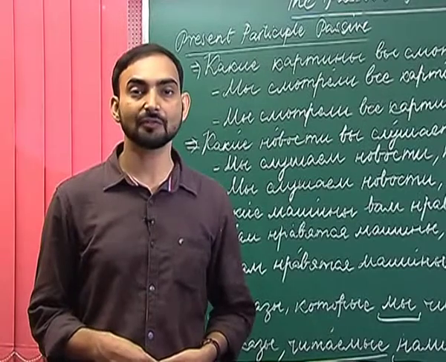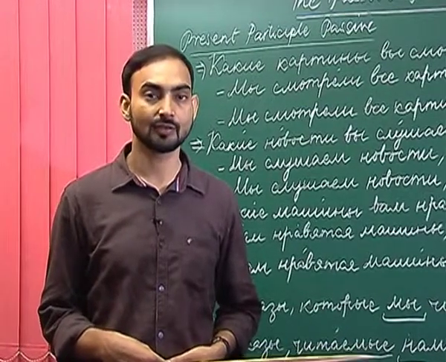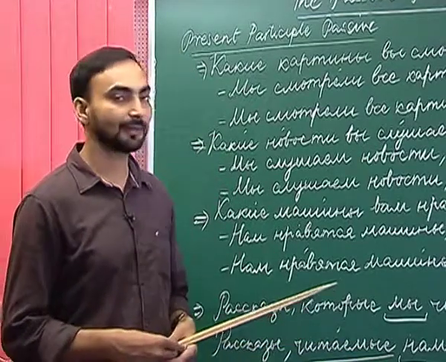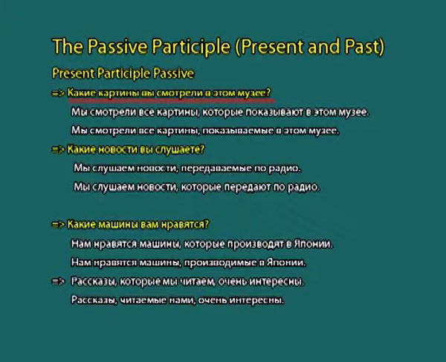Now, we will look at some of the examples of present participle passive. So, some sentences where present participle passive has been used. So, let us start with the question first and then we will answer using the present participle passive. Kakiye karchini vismatrili vetam muzei.